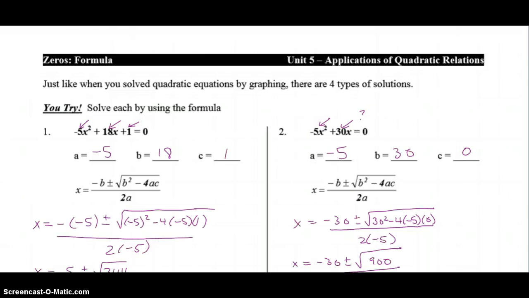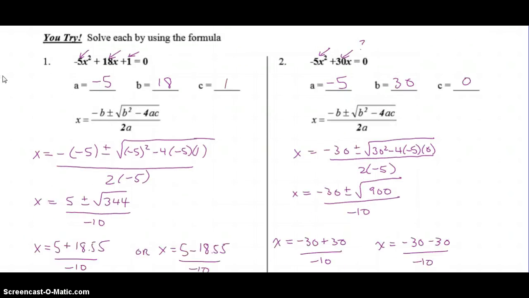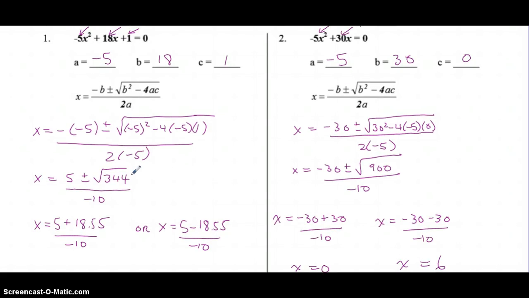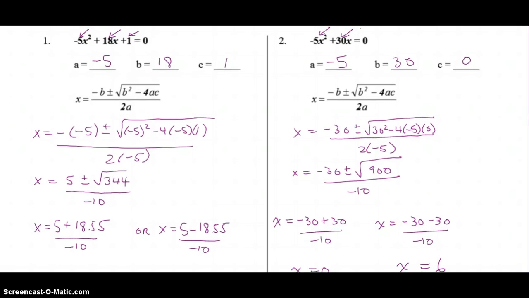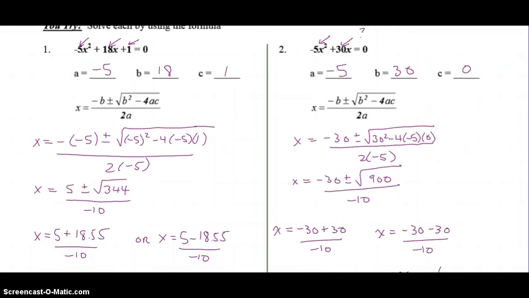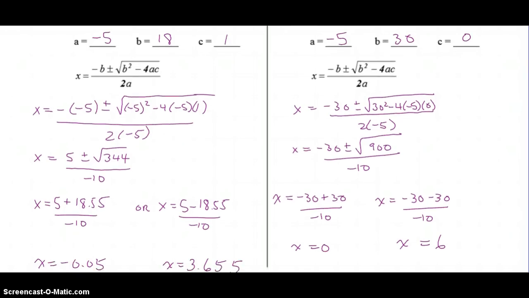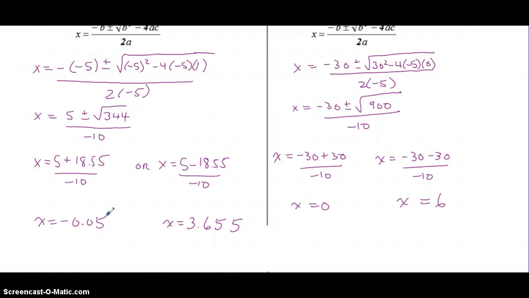Alright guys, I hope that went well. You might have noticed a few little bumps along the way, or hopefully you did. So here's the first 2 for you. They were pretty straightforward, substituting in. You'll notice this first one, taking the square root of 344, you do get a decimal number. So rounding to 2 decimal places is what I've done. 1 or 2 decimal places is usually reasonable, but if it's an assessment, check the instructions to see what's expected for rounding. So when I simplify this, I get negative 0.05 for my first x-intercept and 3.655 for my second solution here.